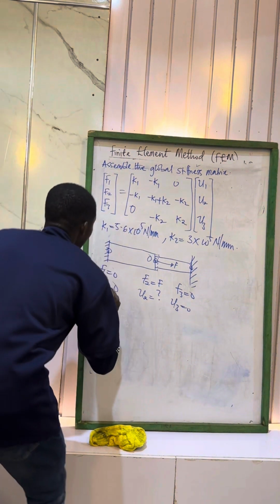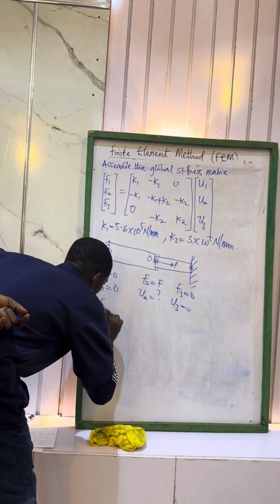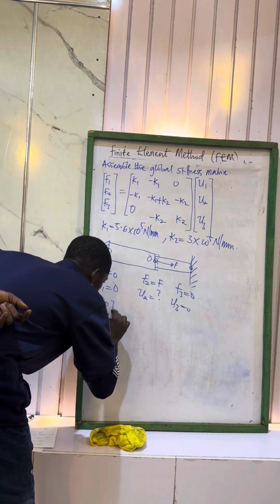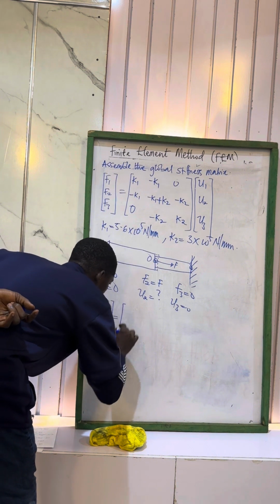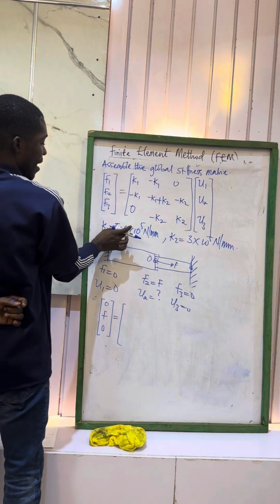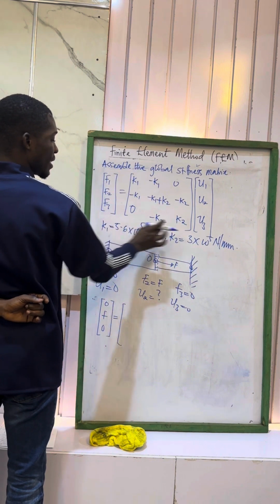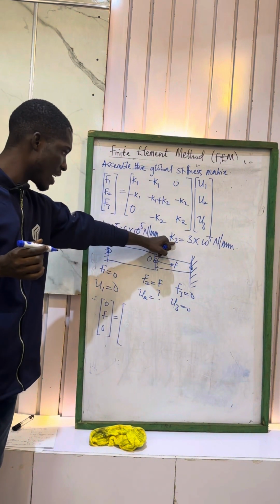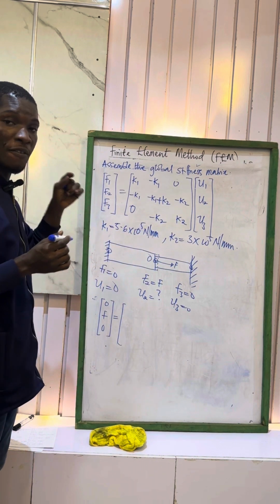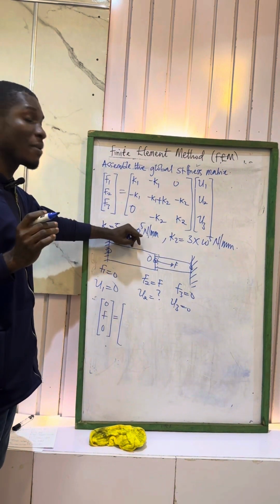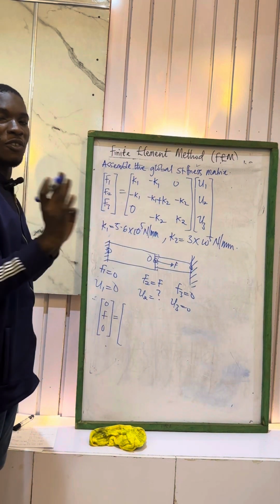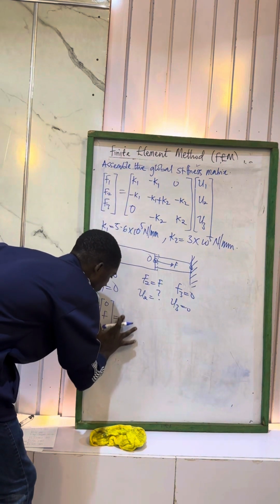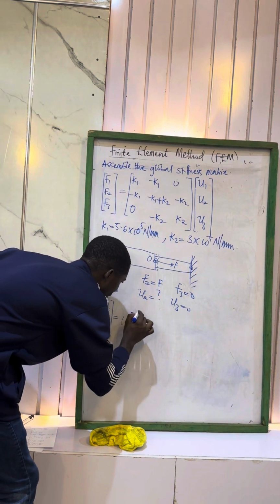So we have 0, F, 0. Now, if I add this and this together, I'll be getting 8.6 times 10 to the power 5. You can do it. If you add this and this together, you get 8.6 times 10 to the power 5. So what I want to do now is bring out the 10 to the power 5. I'm factorizing so that this thing will not be too long, so the 10 to the power 5 can be outside.